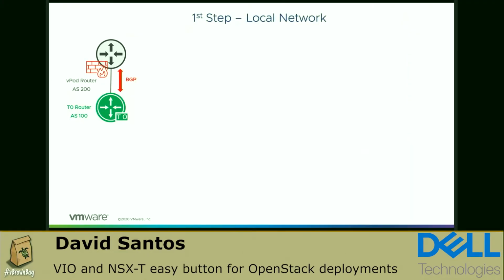So after that, we're going to have our first step, which is to create a local network. In this case, we're going to create a local network called local 1, and we're going to connect two VMs to that network, Web 01 and Web 02.